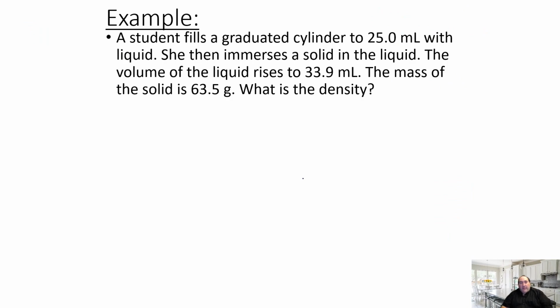All right, so take a look at this one and give it a go. A student fills a graduated cylinder to 25 milliliters of liquid, then puts a solid in it, and the volume goes to 33.9. The mass of the solid is 63.5. What is the density of that particular liquid? So give it a go and see what you come up with here.